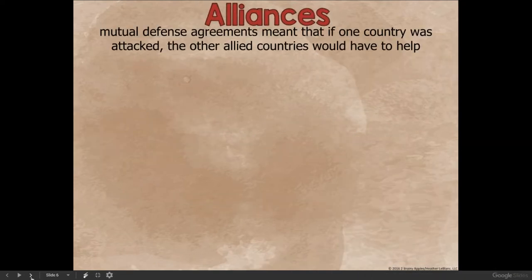Alliances are a mutual defense agreement that means if one country is attacked, the other allied countries would have to help. So it was important for these countries in Europe to form alliances, or sometimes I think of these as partnerships with other countries, because it helped those countries protect one another. Alliances are still in place today. For example, the United States has had a strong alliance with Great Britain for quite a number of years.